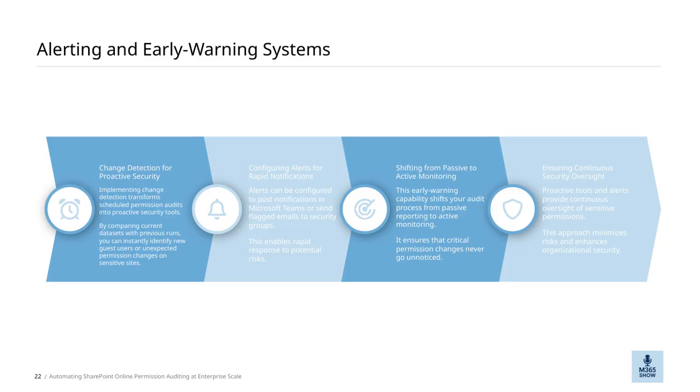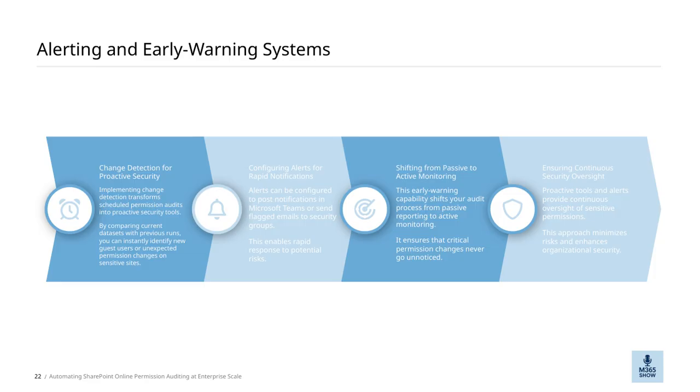This approach shifts the traditional audit process from being passive, simply reporting issues after they happen, to active monitoring that keeps a real-time eye on permission changes. That way, critical modifications are less likely to go unnoticed, helping you respond swiftly. You can configure alerts to send notifications directly to your team, whether through Microsoft Teams or email alerts to security groups. This setup ensures that potential risks are flagged immediately, enabling rapid response and mitigation.